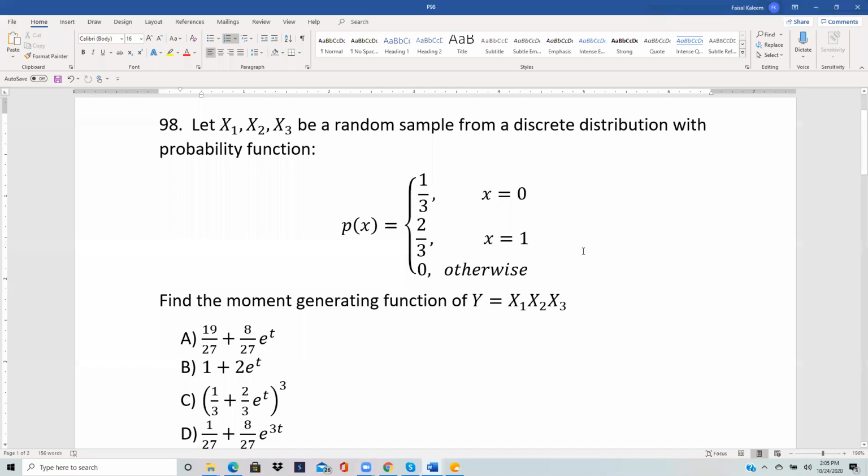Let x1, x2, x3 be a random sample from a discrete distribution with the probability function given here. Find the MGF of y equals x1 times x2 times x3.